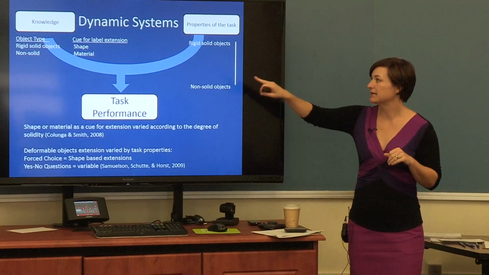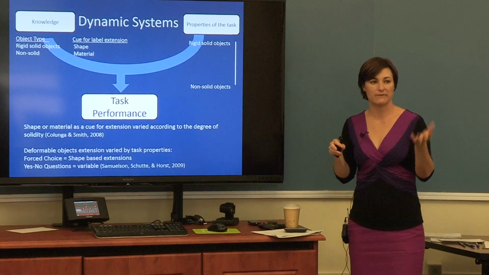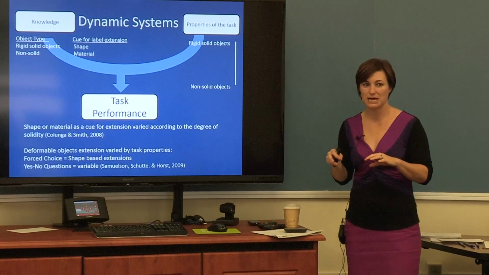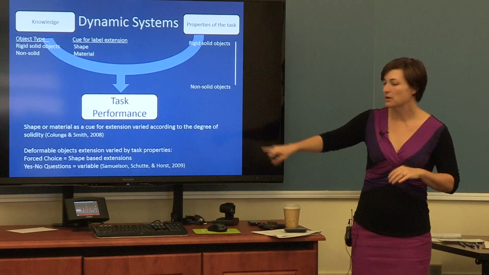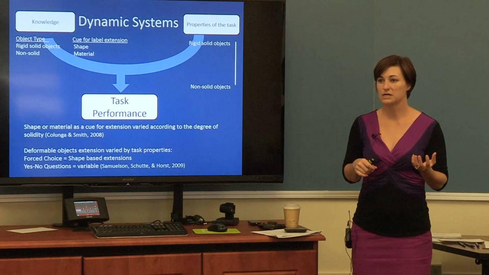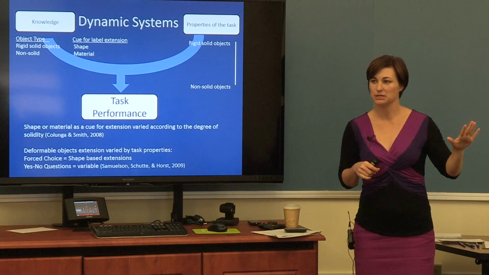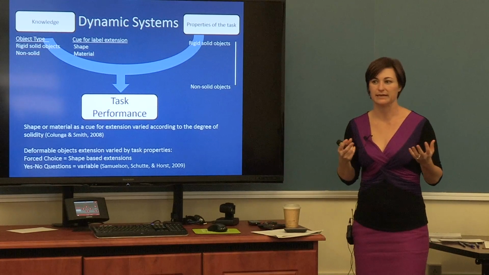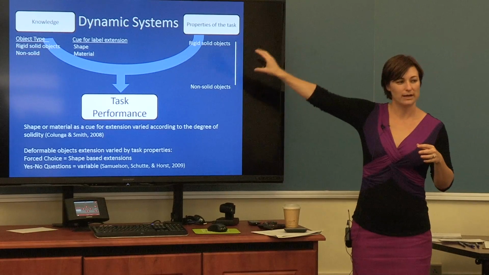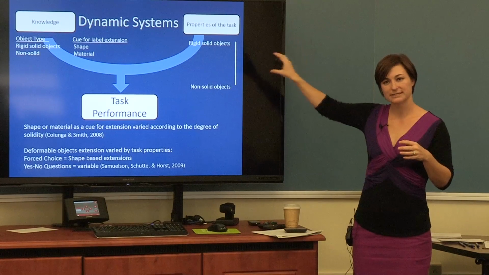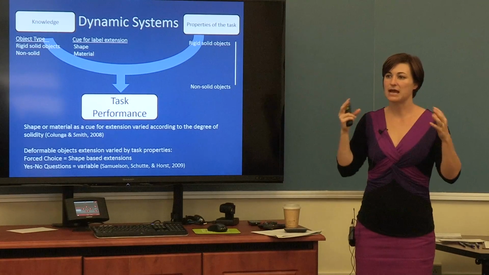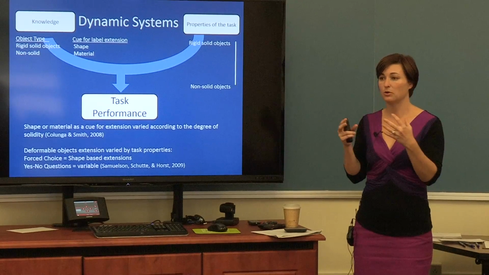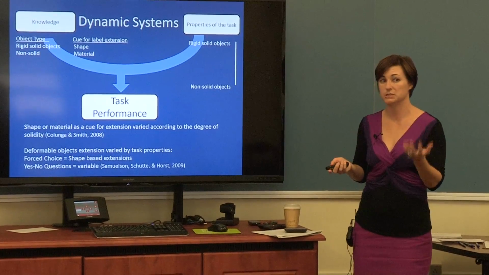And what they found is the kids consistently extended on the basis of shape for the solid objects. They consistently extended on the basis of material for the non-solid objects. But then for the deformable objects, when the children were asked a forced choice question, then they used shape-based extensions. But when they were asked yes-no questions, it was really variable what they were using. And so this is showing how what kids know and are bringing to the task, plus how you actually set up the task, matters. If there's not a consistent set of cues that children are paying attention to, you can get really variable performance in what you're seeing the children do.